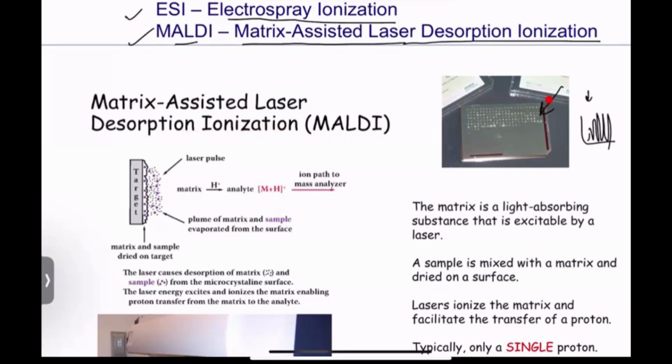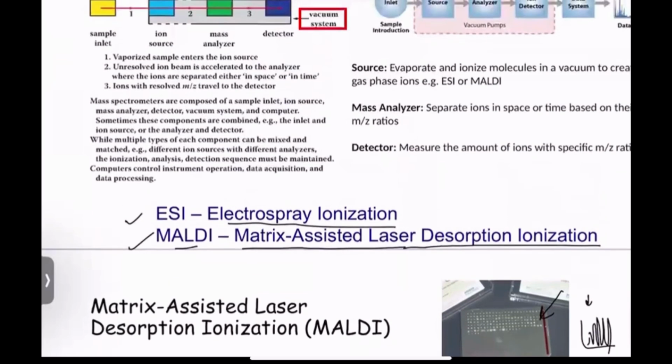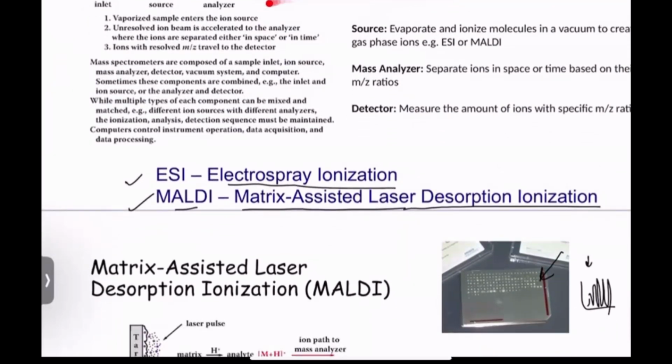We use a MALDI plate like this. In this plate, we already have grooves in which you can put your sample. Put your sample in the powdered form, which is already mixed with some volatile component, the matrix. The matrix is a light absorbing substance that is excitable by a laser. So in this method, a laser pulse is directed onto a sample, which is mixed with a light absorbing matrix, causing the matrix to rapidly vaporize and carry the analyte molecules into the gas phase, where they become ionized and then they can be sent to mass analyzer and detected.